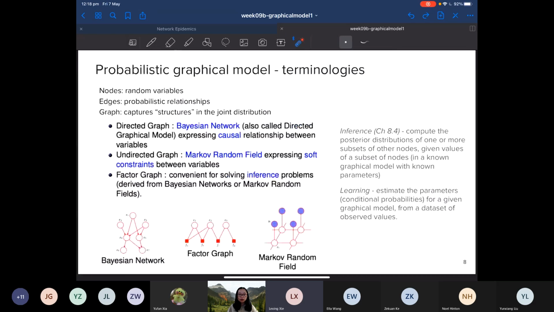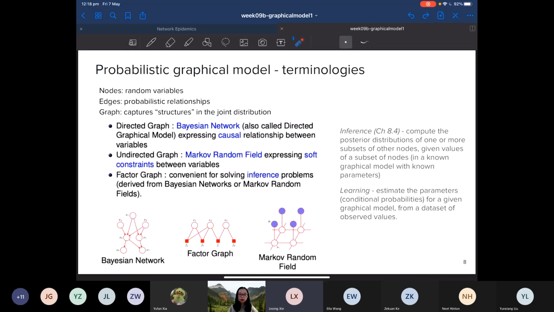The second kind is undirected graph or Markov random fields. It expresses soft constraints between variables, such as the image segmentation case. We can say that neighboring pixels tend to have the same label most of the time. But you would need to make an exception because the image needs to be segmented anyway, and the segmented object needs a boundary somewhere, then you pay a cost, right? That is formally expressed in the energy function of MRFs.